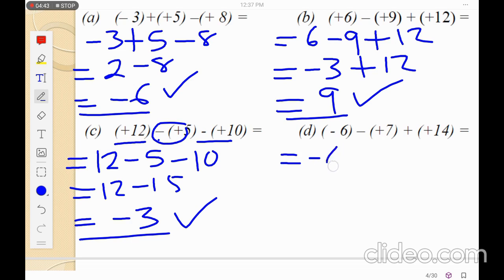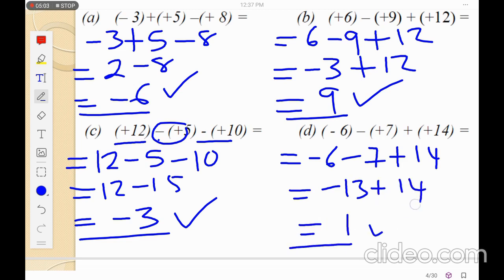I've got minus 6 here. Minus plus 7, I get minus 7. Then plus 14, I get plus 14. Okay, so at the end of the day, I have minus 6 minus 7, I get minus 13. Then plus 14, I will have a 1 as the answer there. Okay, so that's how we solve those directed numbers.